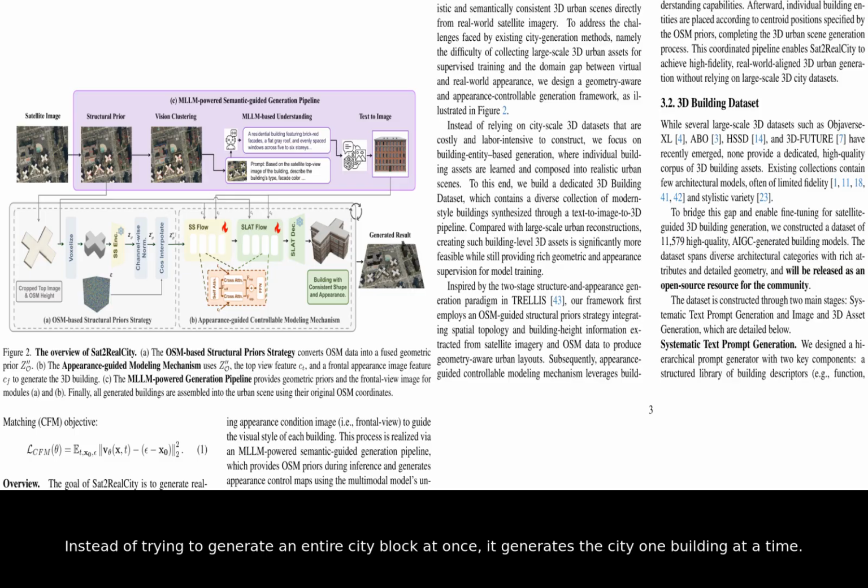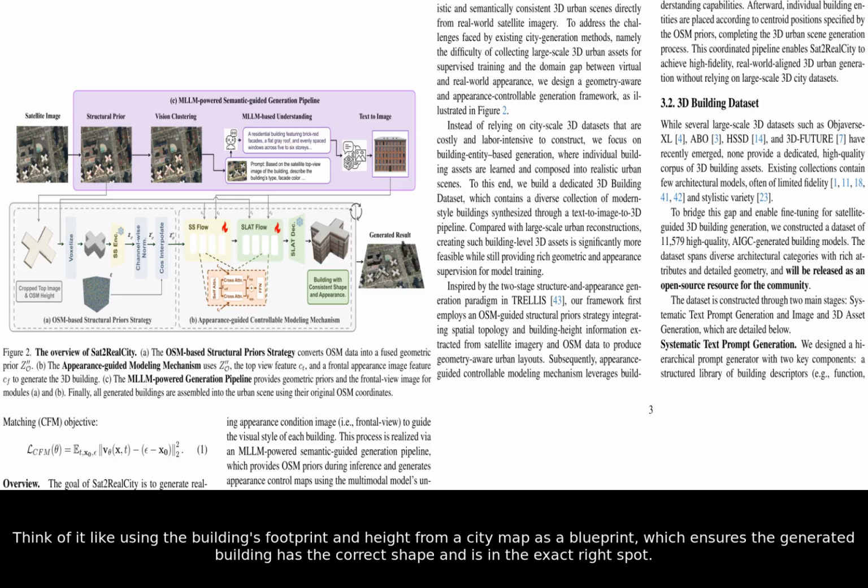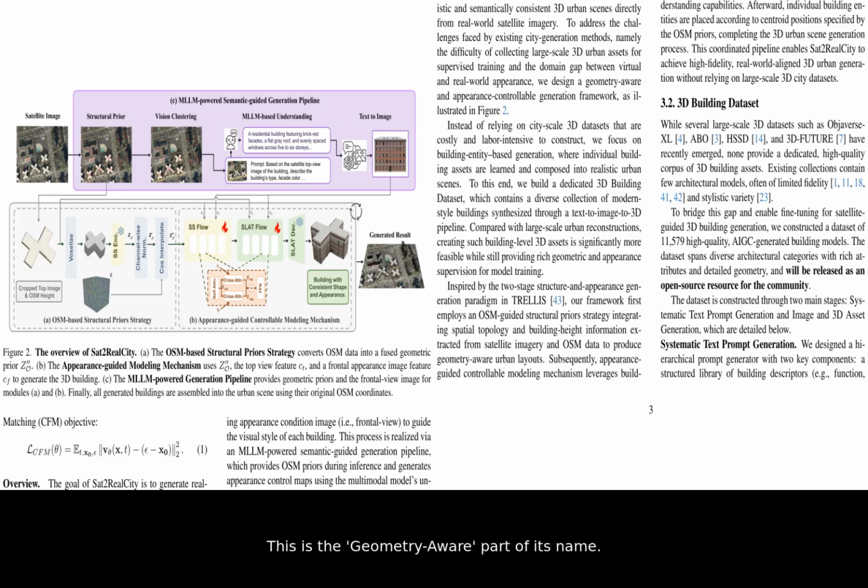Instead of trying to generate an entire city block at once, it generates the city one building at a time. To get the basic geometry right, it cleverly uses public data from OpenStreetMap. Think of it like using the building's footprint and height from a city map as a blueprint, which ensures the generated building has the correct shape and is in the exact right spot. This is the geometry-aware part of its name.